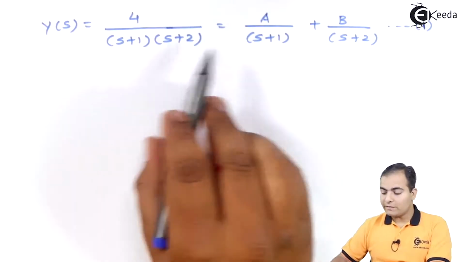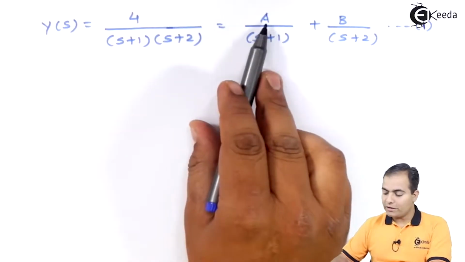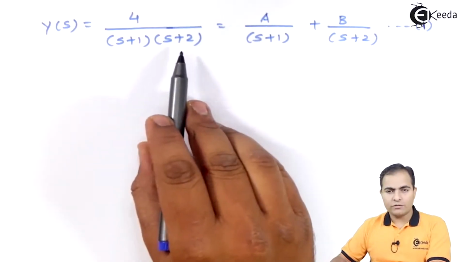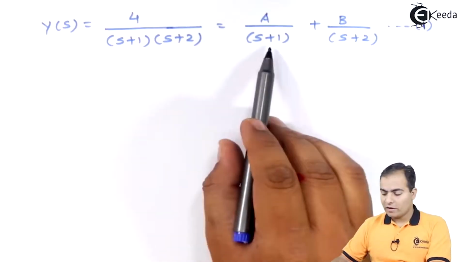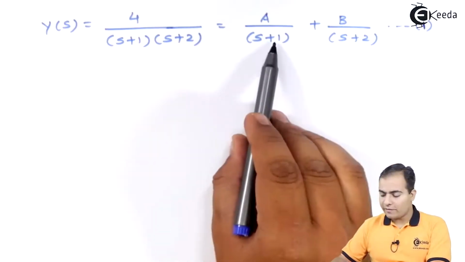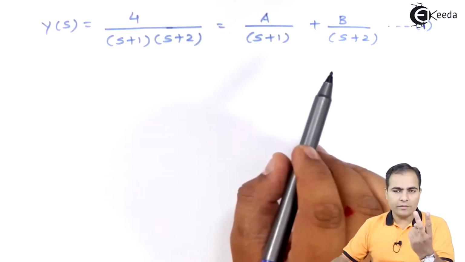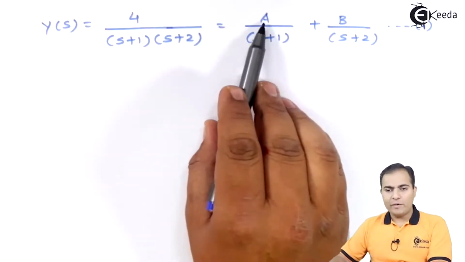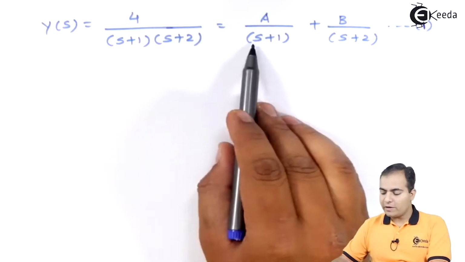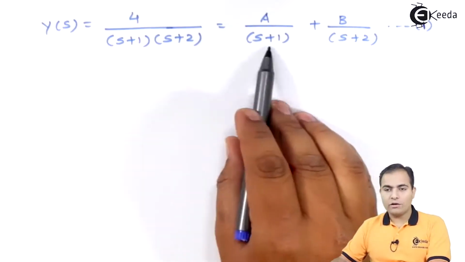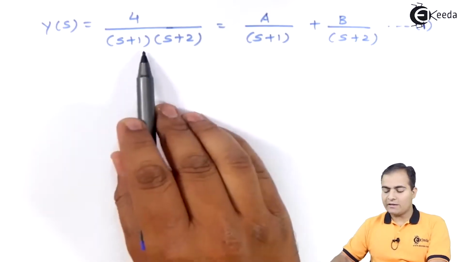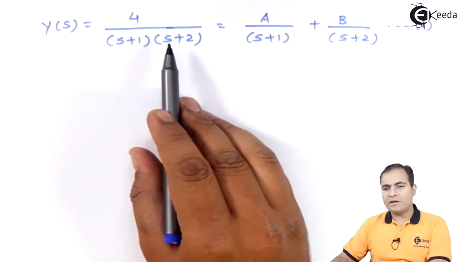Now, what you will get, s plus 1 will get cancelled, only the term A is multiplied with s plus 2. As I told you, in the shortcut method, just look at the denominators. Here in the denominators we have s plus 1 and s plus 2, so only two denominators are there. So A will be multiplied with s plus 2 and B will be multiplied with s plus 1, and the denominator part, which is multiplied with each other, will get cancelled, because on the left hand side we have the same denominator.